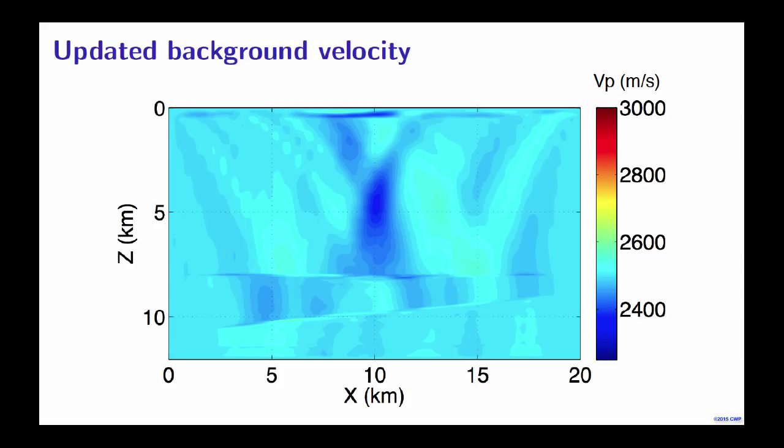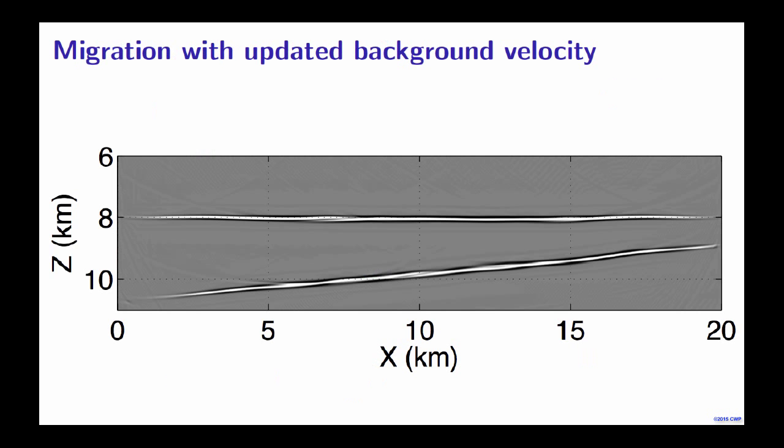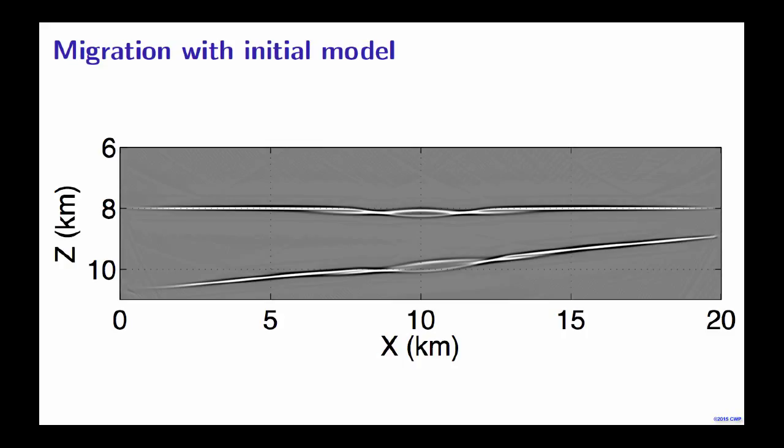This is the result that they got after three iterations. We can note here that the Gaussian anomaly has surfaced up at x equal to 10 km, and also the two reflectors are visible now. Migration with the updated background velocity could give a coherent seismic image. So if I go back and forth here, you can see that the multipathing has been corrected for.